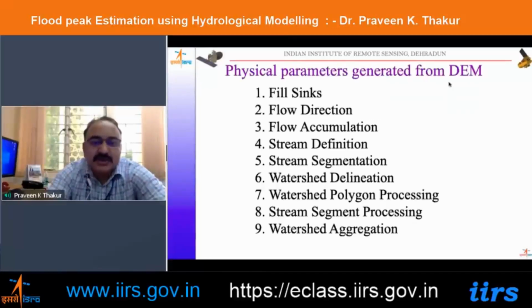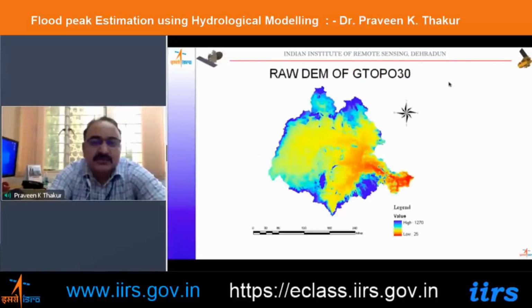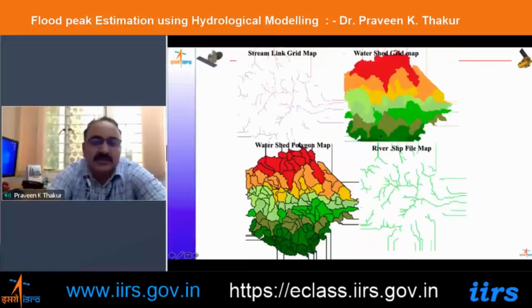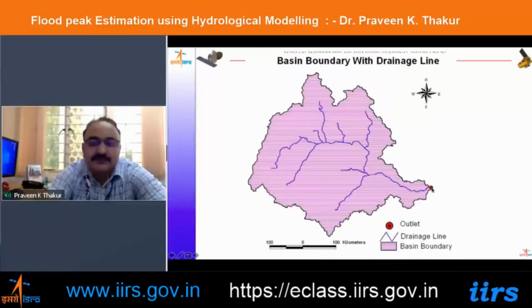So these steps are very well known in the GIS community to derive the watershed and the stream systems. You have the raw DEM, then you do fill sinks, then flow direction, flow accumulation, and you get the stream grid. Then you convert the rasters into vector format to derive the watershed boundaries map and the river boundaries map. And once you identify the outlet, the sub-basin or basin boundaries will be automatically delineated. So this is one example of Mahanadi where we have put the outlet at Mundali Barrage.